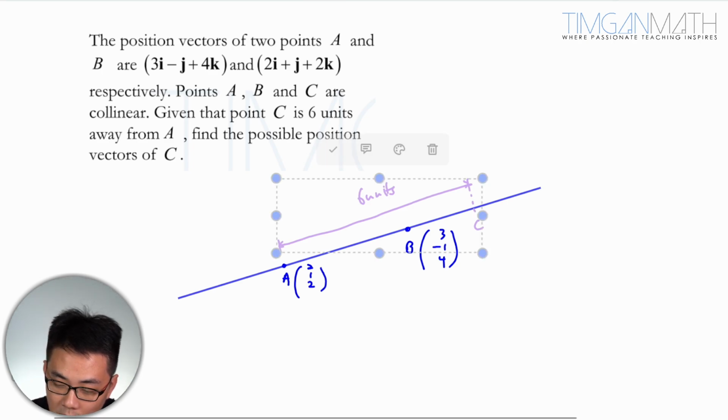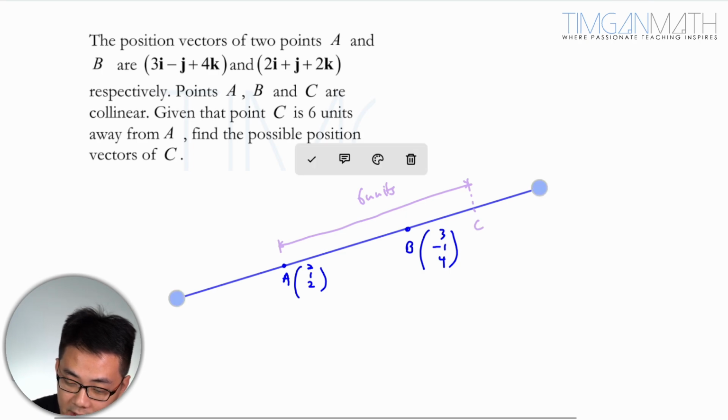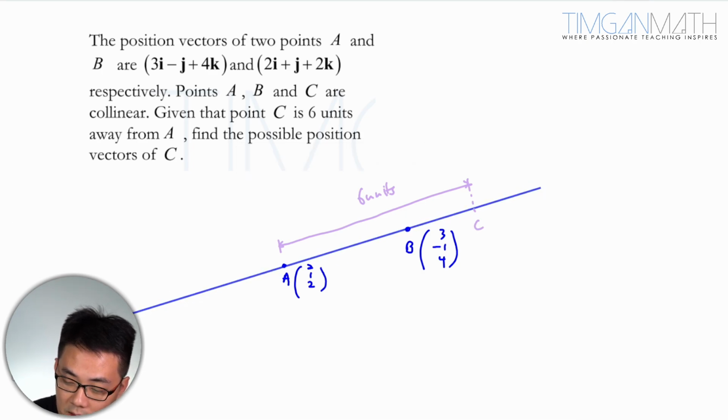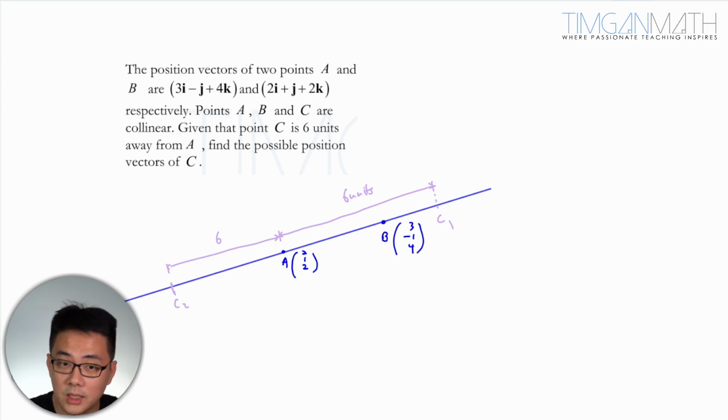Now the question is, is this the only C position you can have, if it's 6 units away from A? No, right? You can have another juncture here. If this is a straight line, if they're collinear, you can have another 6 units away from here. So this can be a C2 here. Agree? So C1, C2. You can have C1, C2 here.